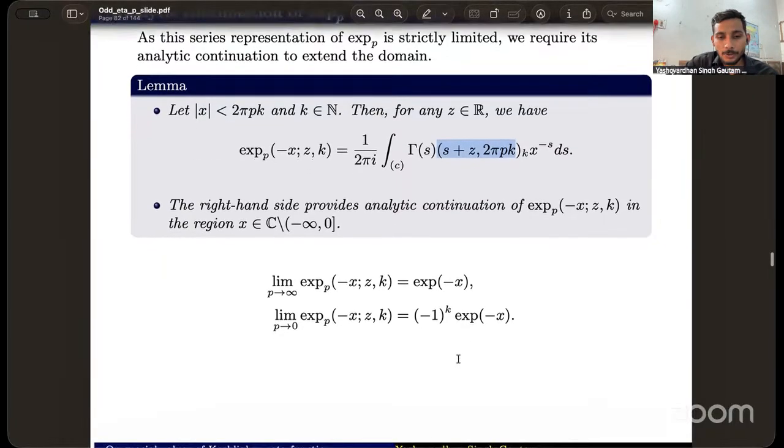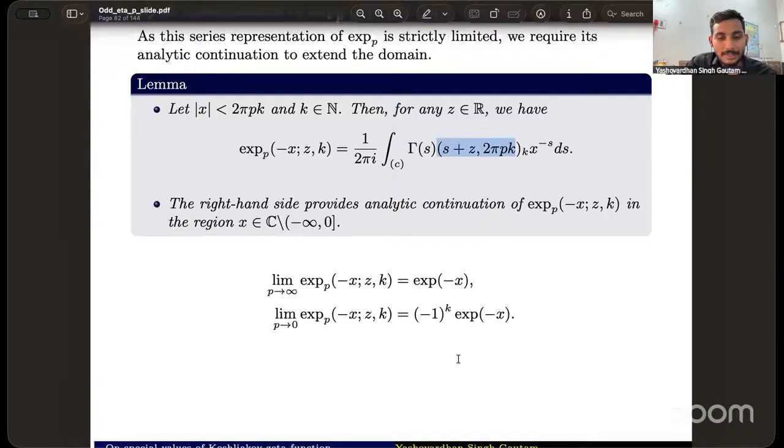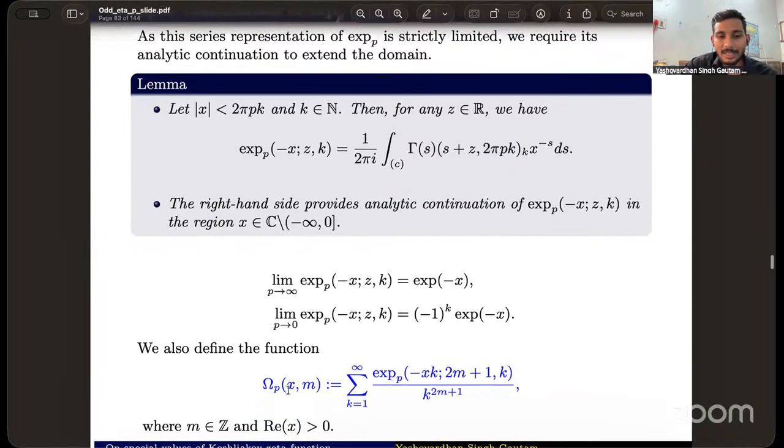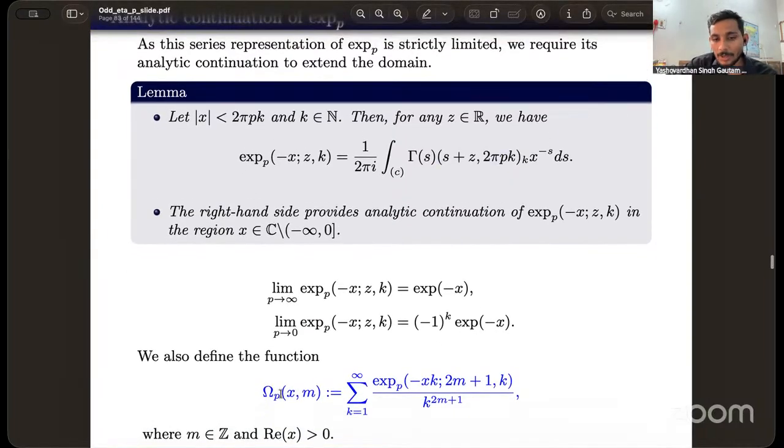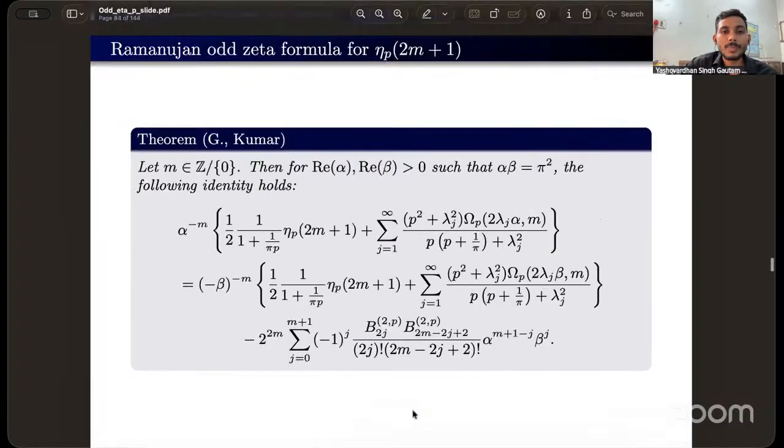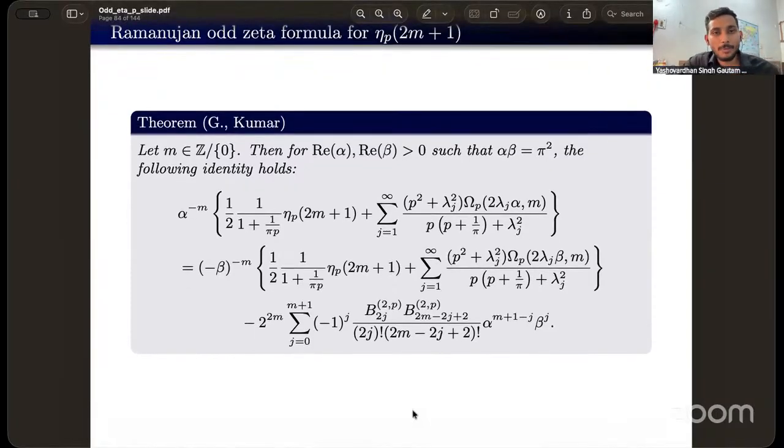Now we can define our infinite series that is required for eta p at odd integers. If we take omega p of x comma m, it is defined as an infinite sum of this exponential function upon k to the power 2m plus 1. So the only difference from the previous one is that we are changing z to the odd integers. Now let's see what is Ramanujan's analog for the eta p case.